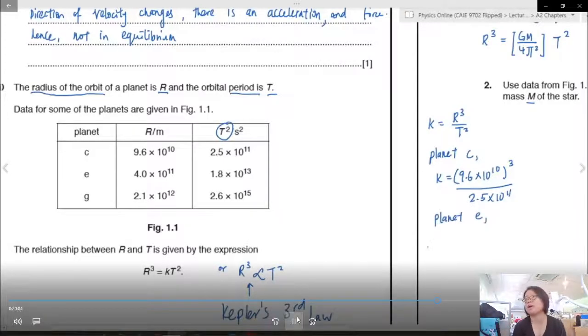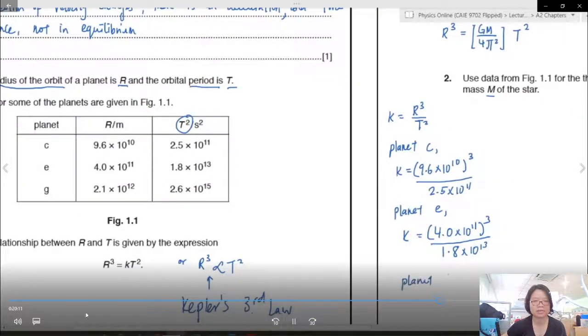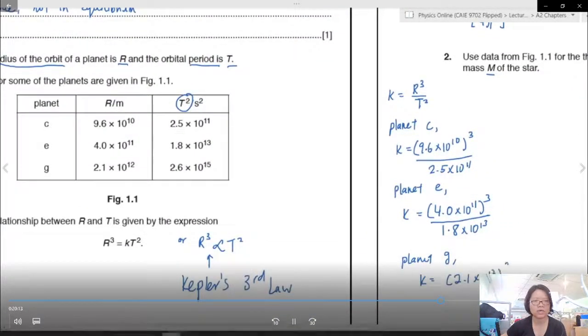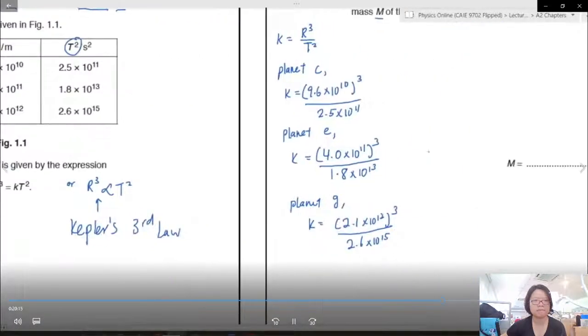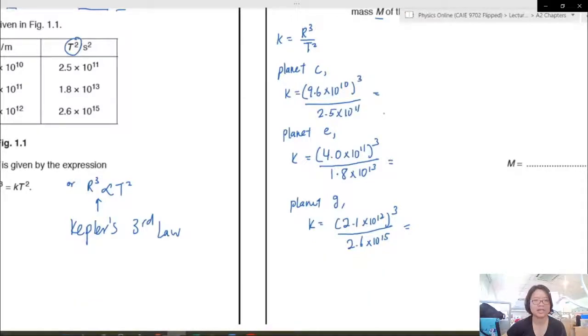Alright, so we continue. Our planet E, copy paste. 4.0 times 10 to the power 11 divided by 1.8 times 10 to the power of 13. Okay, then we repeat again for planet G. Normally I write like that, then I'll take out my calculator and press everything in one go. Alright, so you will actually have 3 K values. Feels a bit like paper 3.